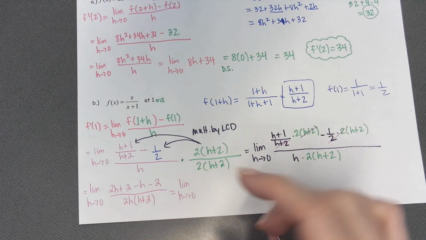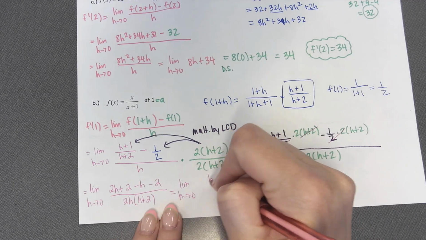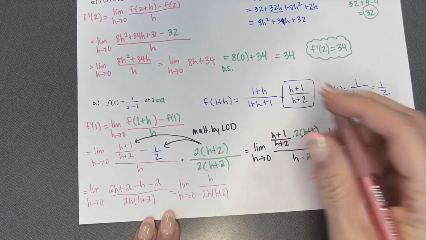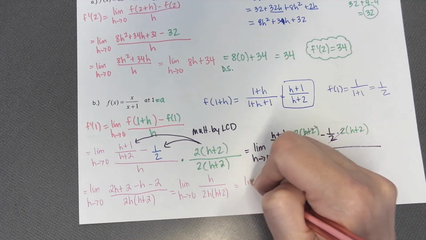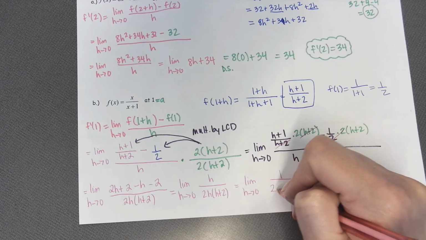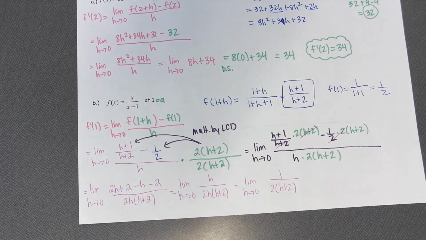Okay, so the 2 and the negative 2 cancel. 2h minus h is going to be h. So you have h over 2h times h plus 2. Your next step, you have to simplify the h's. So that becomes 1 over 2 times h plus 2. And you can leave it just like that.